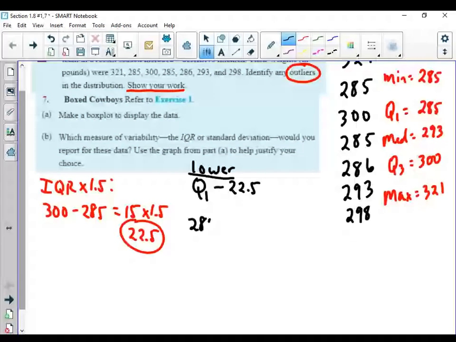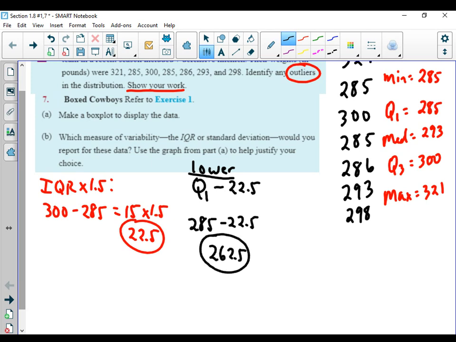285 was our Q1. And I'm going to take 22.5 away from that. And so I get a lower limit of 262.5. And I look at my data and I'd ask myself, well, did I ever dip below 262.5? Well, we didn't, right? Because our smallest is 285. So right now I'm good on the low end. I don't have any outliers on the low end.